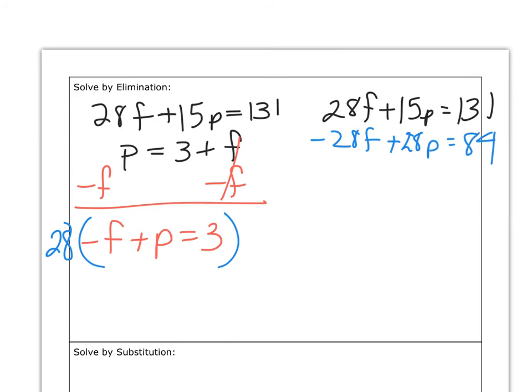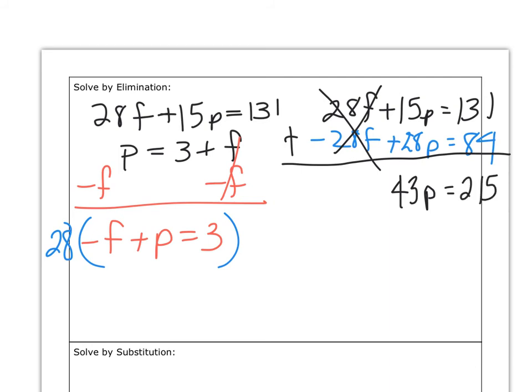All right, so now let's add these two equations together. So what's 28F minus 28F? 0, they're eliminated, right? So now I have 15P plus 28P, that's how many P's? 43? 131 plus 84? 215?